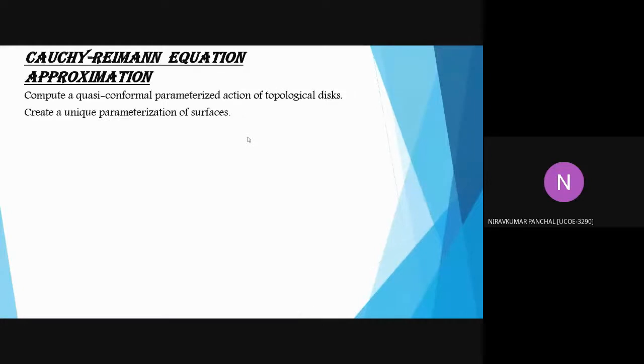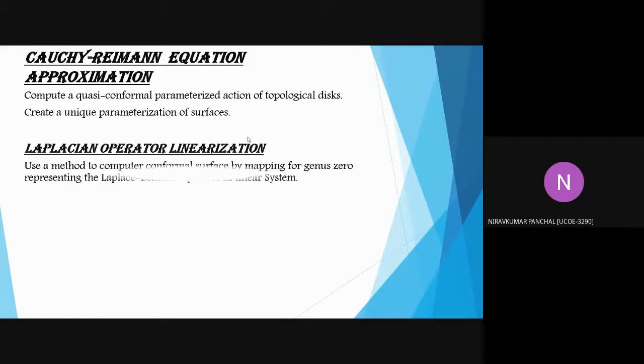Next, Cauchy-Riemann equation approximation. Compute a Cauchy conformal parameterization of a topological disk. Create a unique parameterization of a surface. Laplacian operator linearization. Use a method to compute a conformal surface mapping for genus 0 and represent the Laplace-Beltrami operator as a linear system.